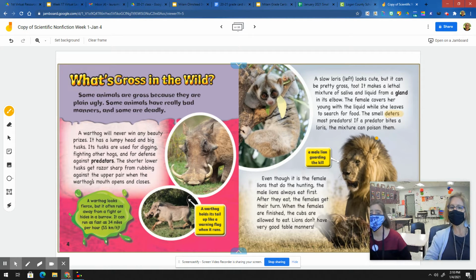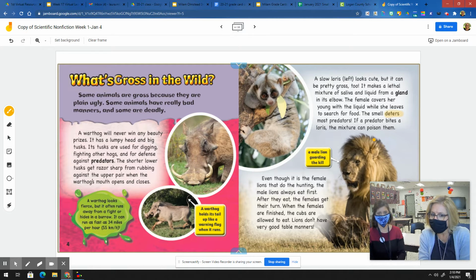All right. So deters. The smell deters most predators. When I get to a word I don't know, first step, I have to try to sound it out. And even when I'm reading a book that's from a different culture, like Scotland, there are a lot of unfamiliar words, but I've been able to use context clues to figure out what those words mean.